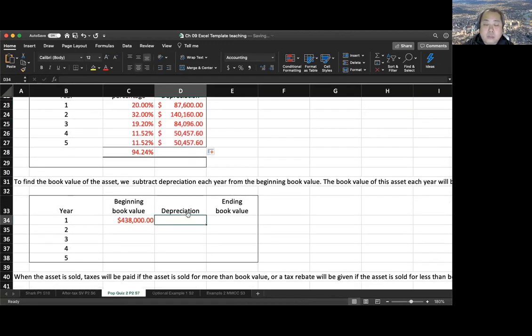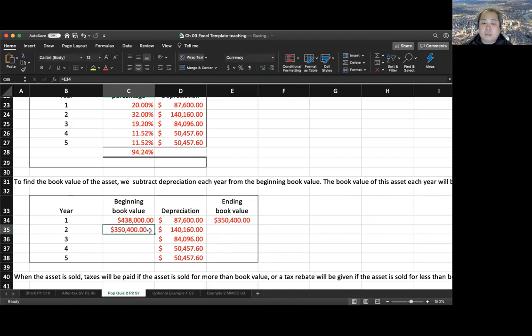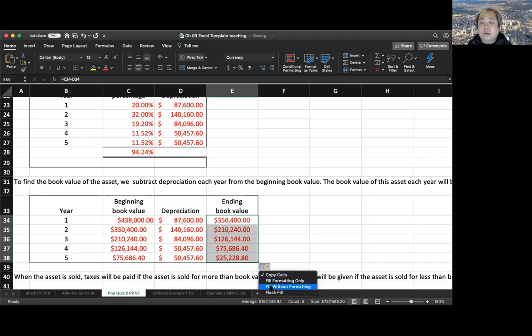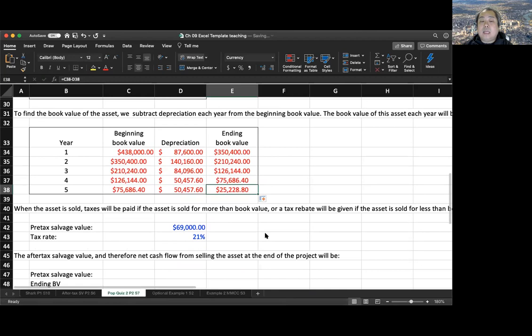Then you have depreciation amounts from year 1 to year 5. You can get ending book value equals beginning book value minus depreciation. And next year's beginning book value will be the previous year's ending book value. And copy everything. Then you can get $25,220.80 ending book value.